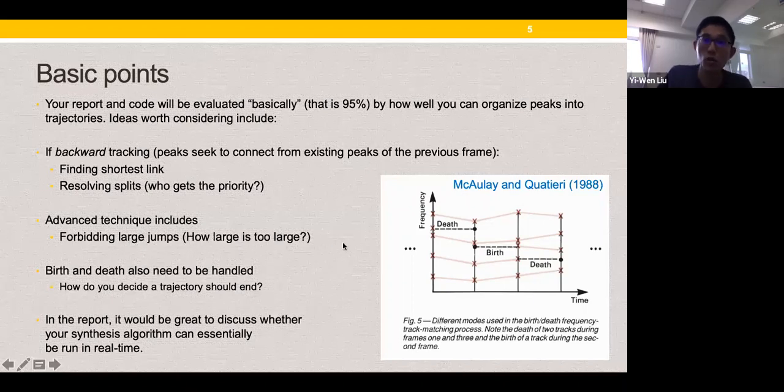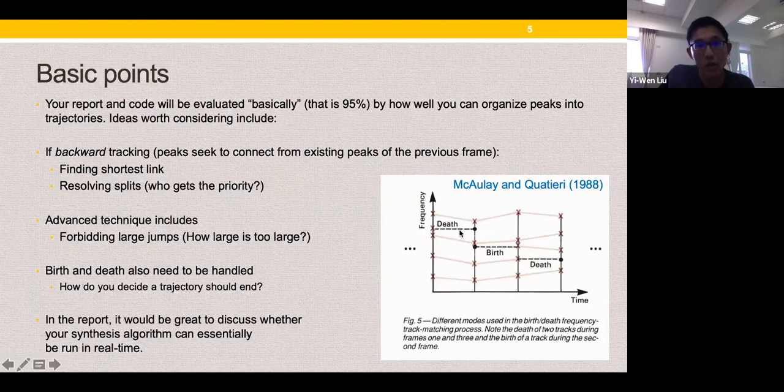But how large is too large? That's up to you for discussion. Is one octave too far, or should you say half an octave? There's no right or wrong, no absolute answer for how large is too large. So this is kind of an art, and you can design your strategies for peak continuation, whether or not to prohibit large jumps.